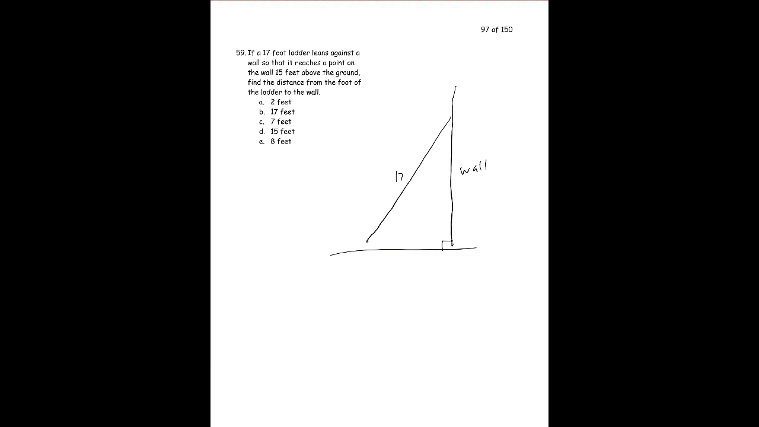And we're trying to find... Oh, and it's telling us that this is 15. So the height above the ground where it's leaning is 15. We're trying to find the distance from the foot of the ladder, which is right here, to the wall. This looks like a right triangle. We have a hypotenuse and one leg. If I call this distance d, we're just using the Pythagorean theorem to solve this. So d squared plus 15 squared equals 17 squared.